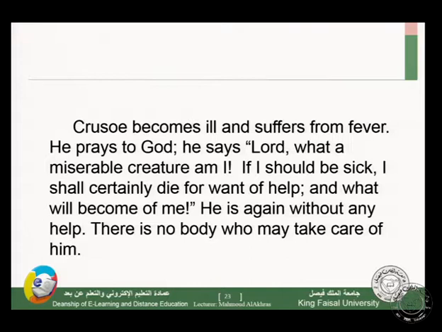Another situation. When he is ill, he asks his God to cure him, to save him from his illness. He says, Lord, what a miserable creature am I. If I should be sick, I shall certainly die for want of help. And what will become of me? He is again without any help. There is nobody who may take care of him. He is alone, and if he is ill, certainly he will die. So he asks his God to cure him in order to be healthy again and to get to his business again.